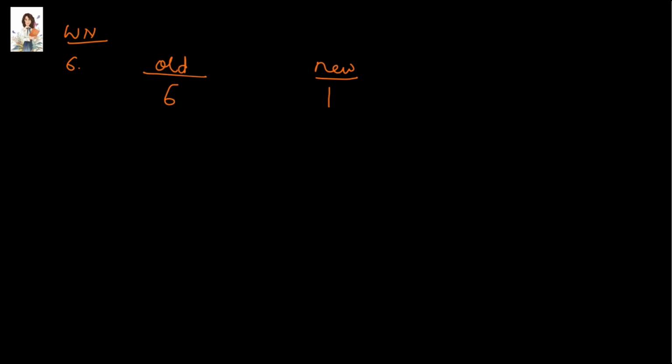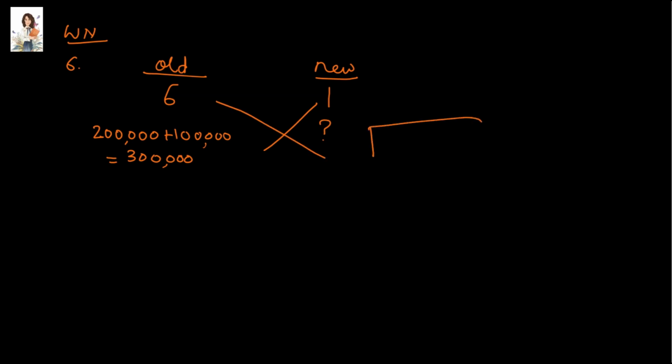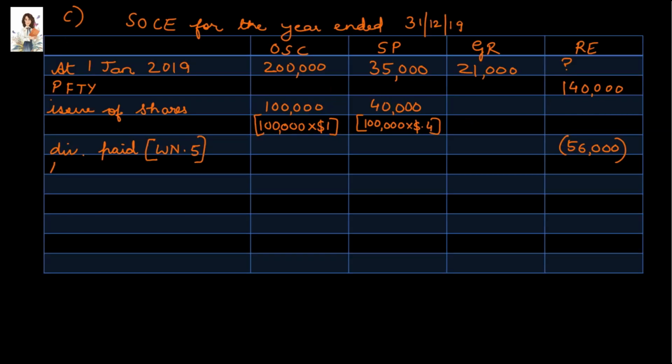If 1 new share is issued for 6 old shares, how many new shares will be issued for 200,000 plus 100,000? That is 300,000 shares. When we cross multiply, the new bonus shares that are issued will be 50,000 and each bonus share will have a face value of $1. So we'll record this in our main answer, bonus issue. We'll give the reference of working note 6.